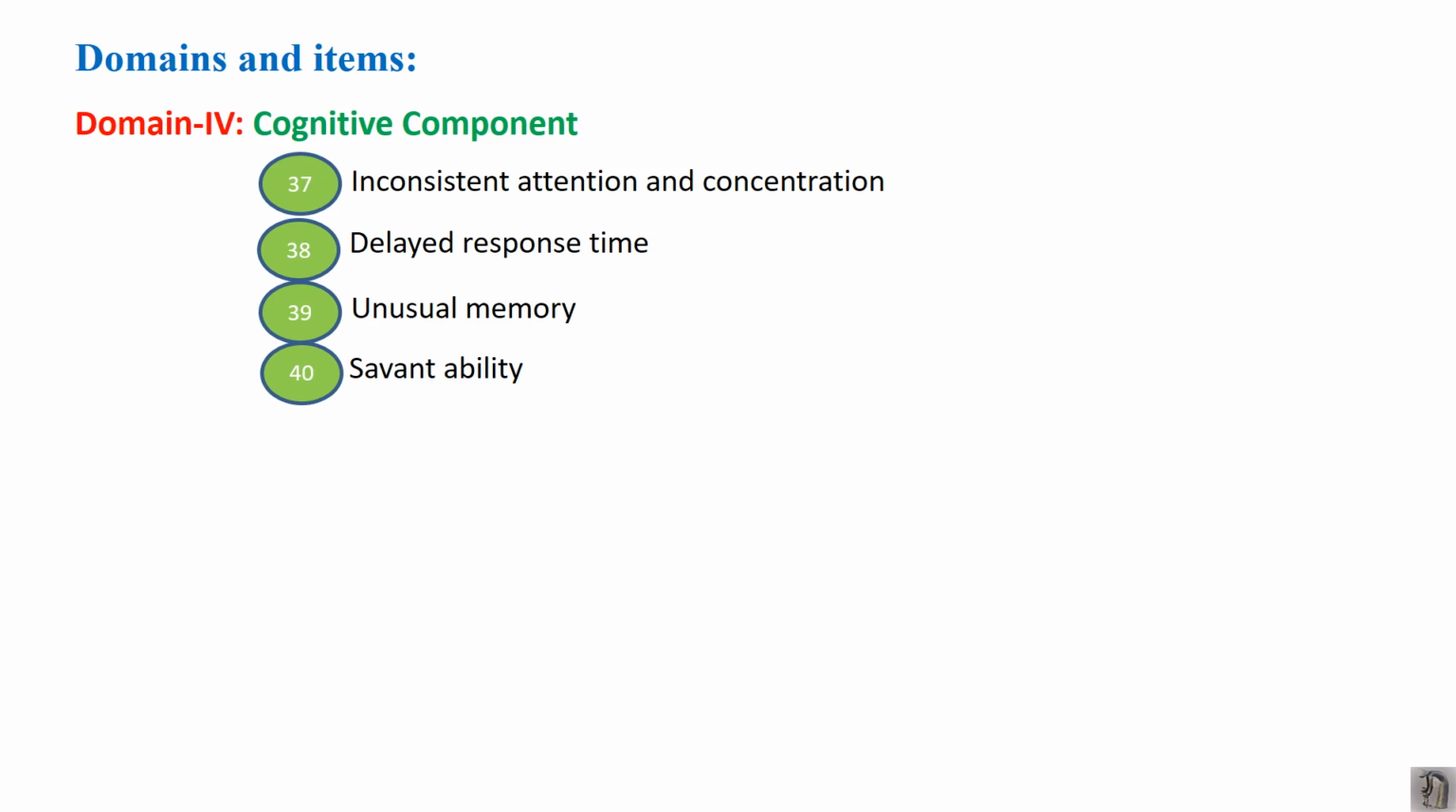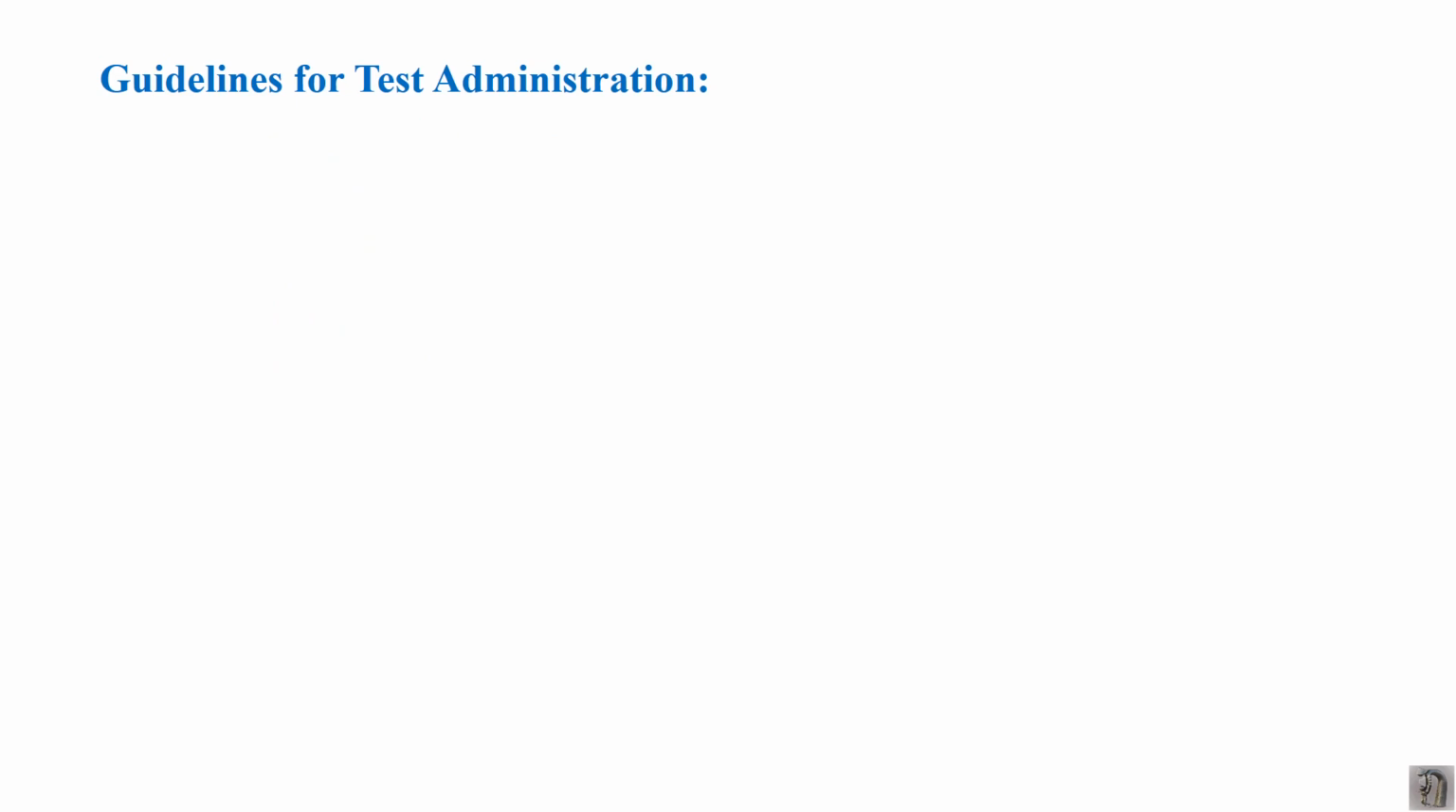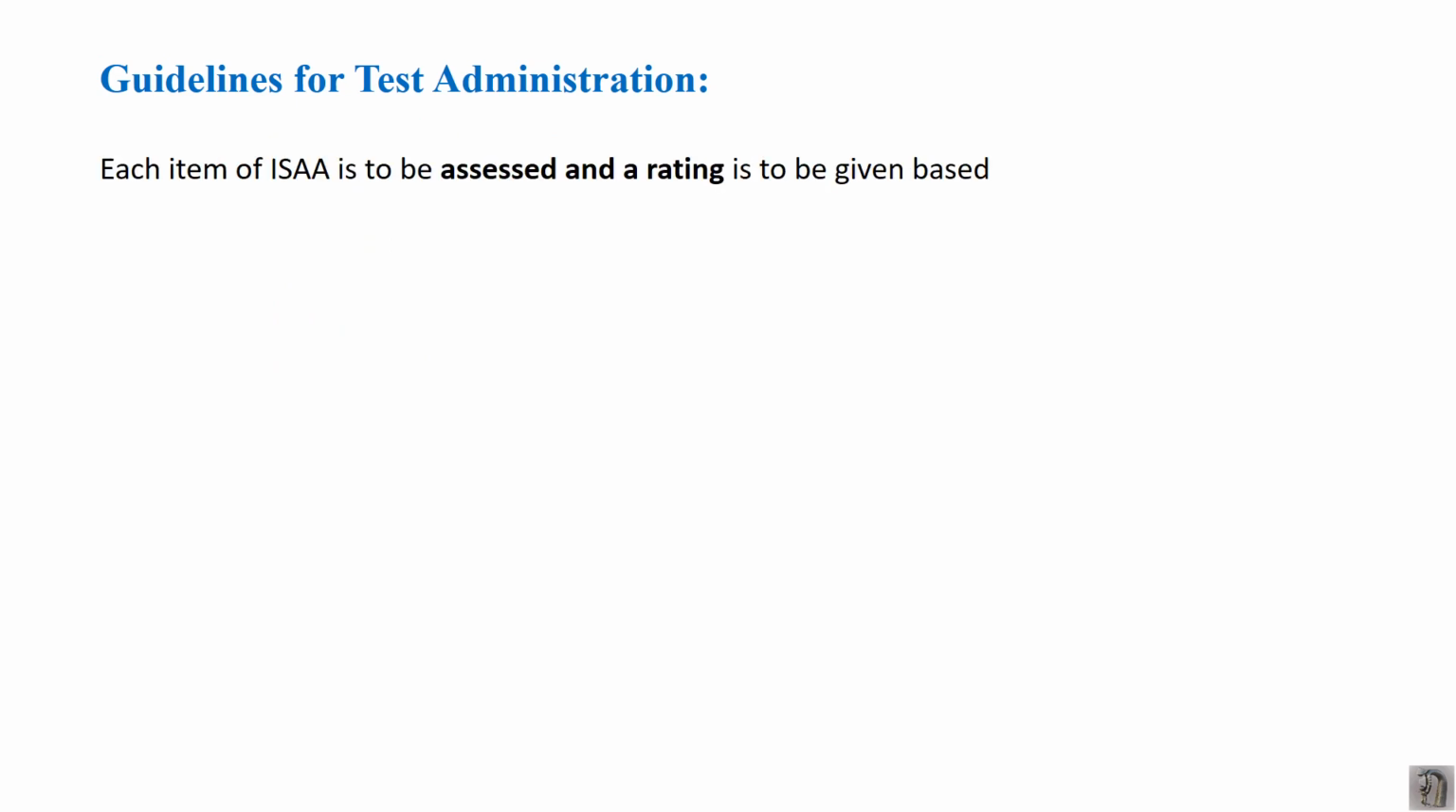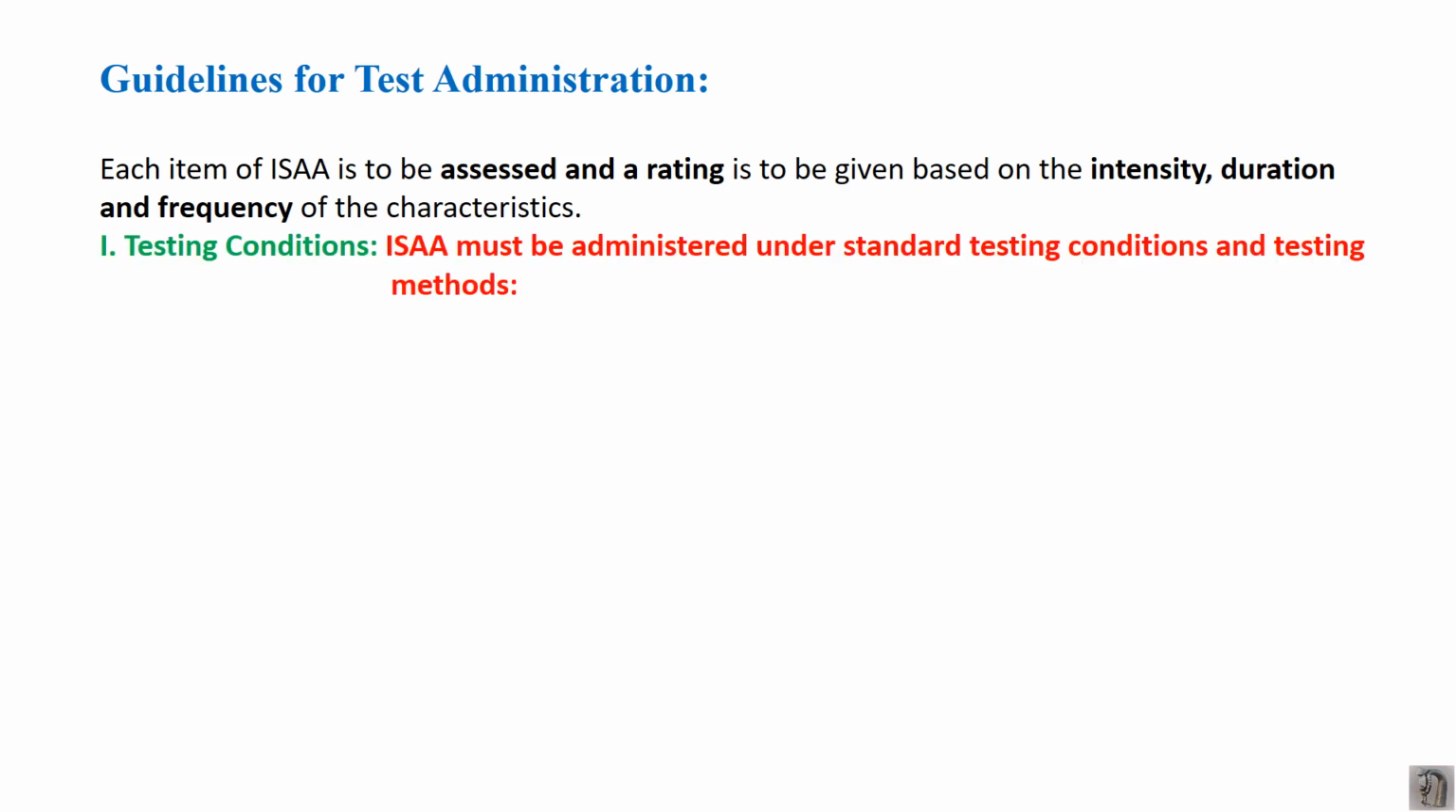Okay, so let us see the guidelines for test administration. Each item of ISSA is to be assessed and rating is to be given based on intensity, duration and frequency. See, intensity means severity level, duration means how many minutes or hours he is doing that undesirable behavior, and frequency means out of 10 how many times it is happening. So in that way you can find out and you can rate. You need to remember 2 things in that.